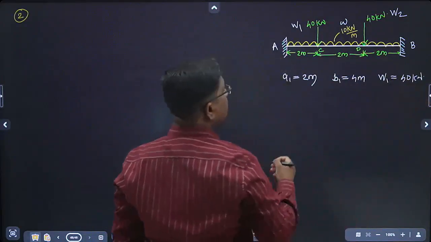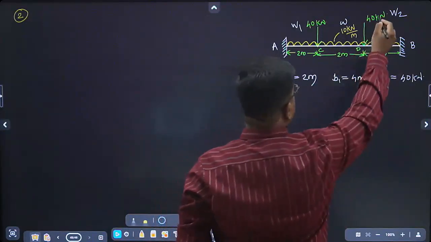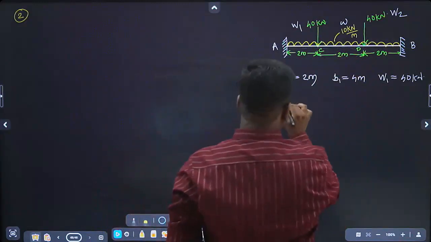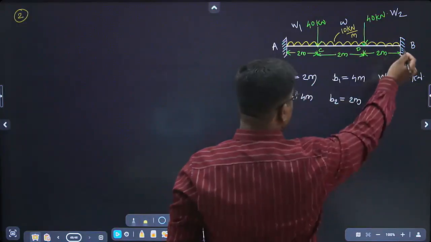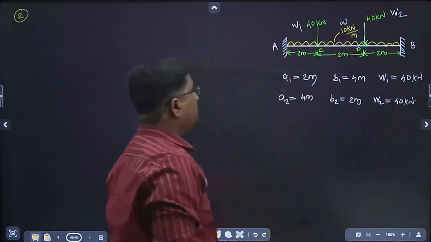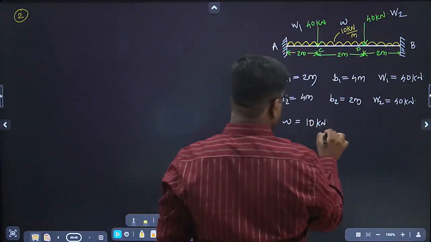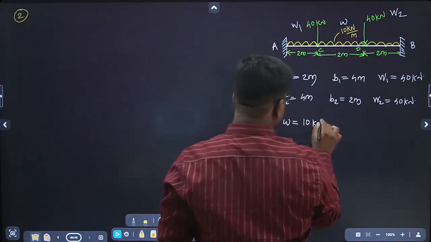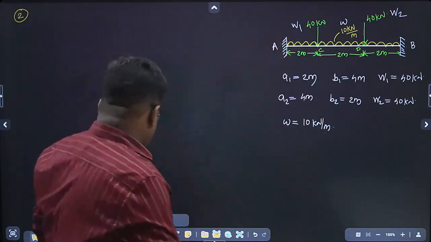W1 is 40 kilonewton. Similarly for W2: this is 40 kilonewton and A2 is this much distance, the left side distance, 4 meter. B2 is equal to 2 meter. And W2 is equal to 40 kilonewton. And small w is 10 kilonewton per meter.